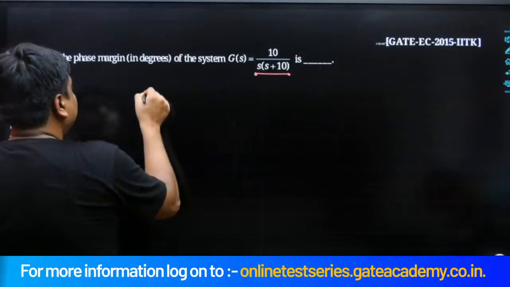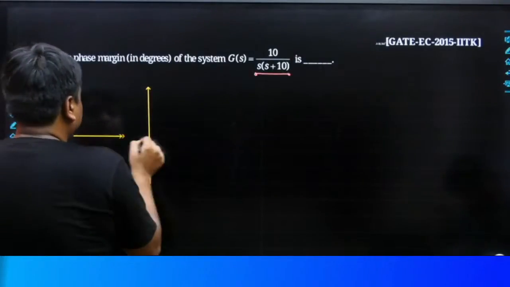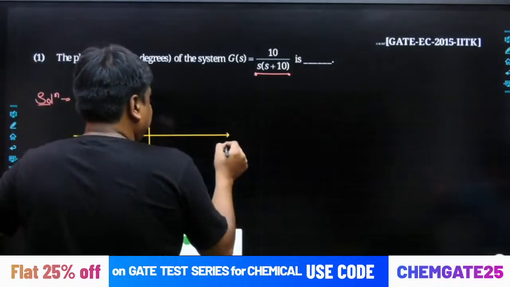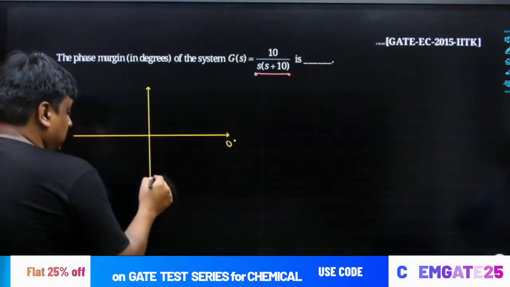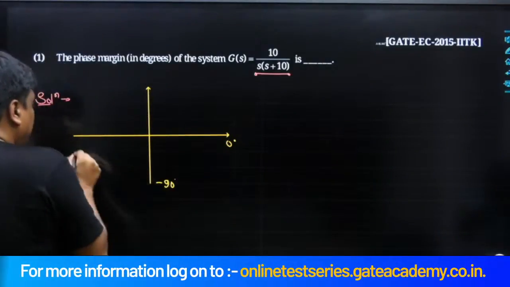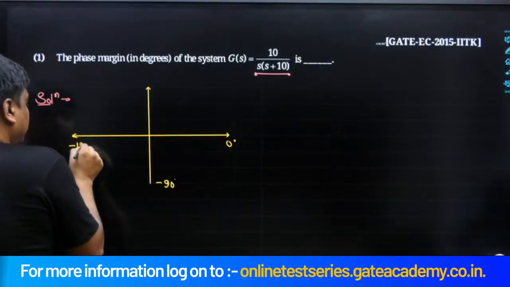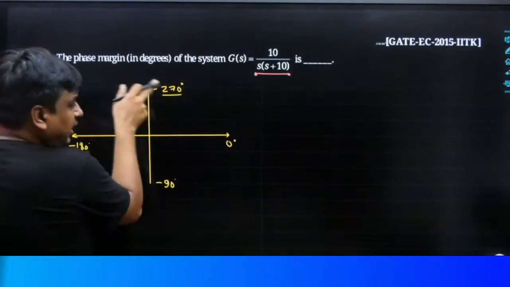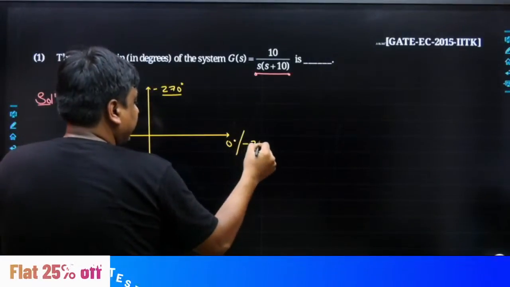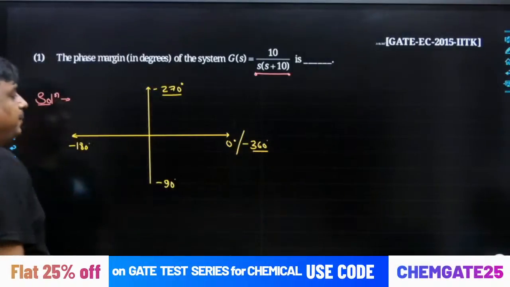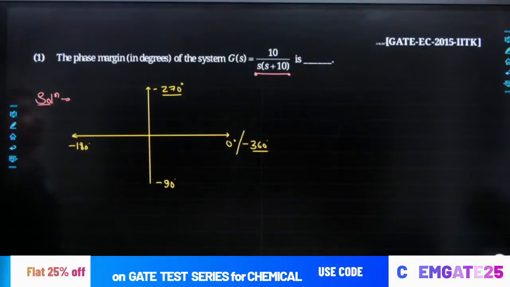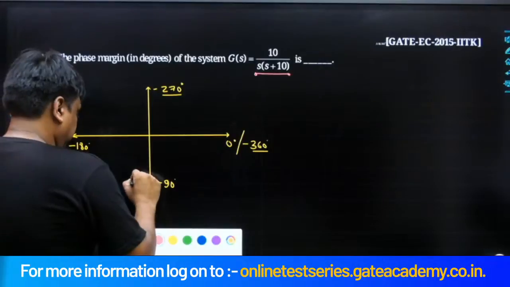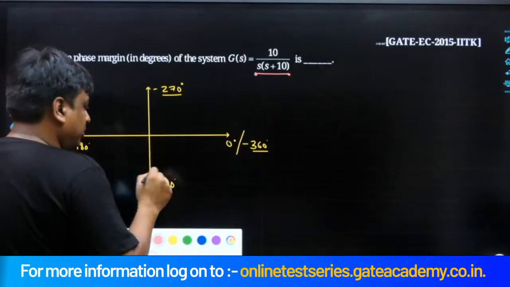Let me take a polar graph paper. This is the 0 degree line. This is the minus 90 degree ray. This is the minus 180 degree ray. And this is the minus 270 degree ray, which, if you want, you can also write as the minus 360 degree ray. Now see what is happening here. Its starting angle is minus 90 and the magnitude is infinity.